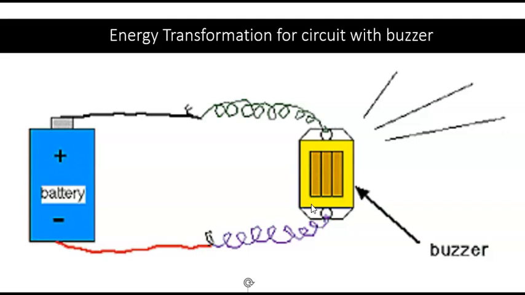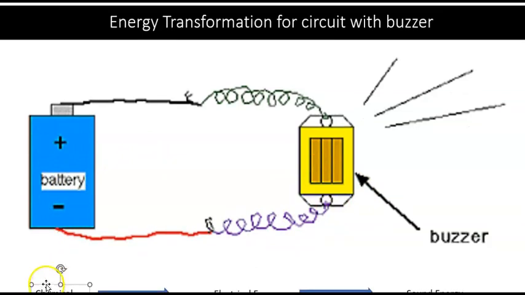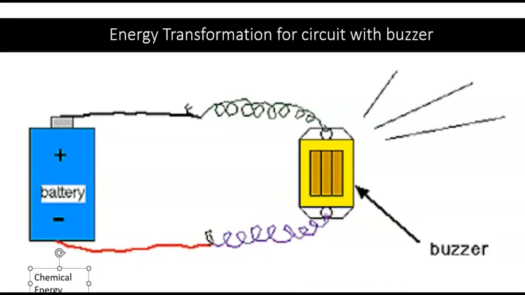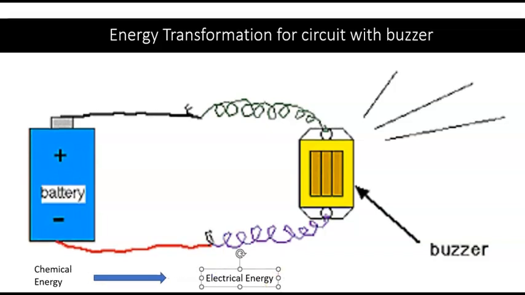All right, so where did this circuit get its energy from? What's the beginning point? Well, it's the battery. And what kind of energy does the battery have? You know it. We've talked about it a lot. It has chemical energy. So write chemical energy there. Then it's going to change. Now it goes from the battery into these wires. So what kind of energy is in the wires? Yep, electrical energy. So chemical energy to electrical energy.